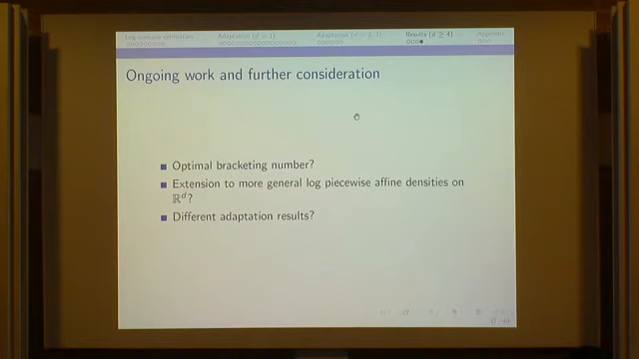We are now considering more optimal bracketing number calculations. I only presented the higher dimensional case when the truth is uniform on [0,1] to the d, the box case, but there are so many different cases. We need to think a little more about various kinds. Also, we want to extend our result to the more general piecewise affine case. I only consider the uniform right now, which is too simple.